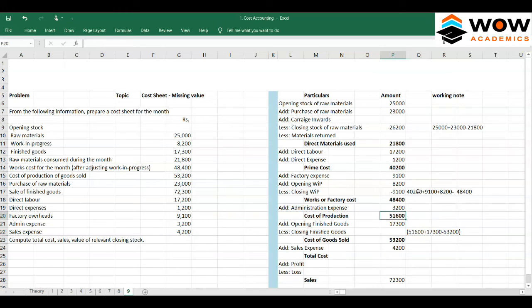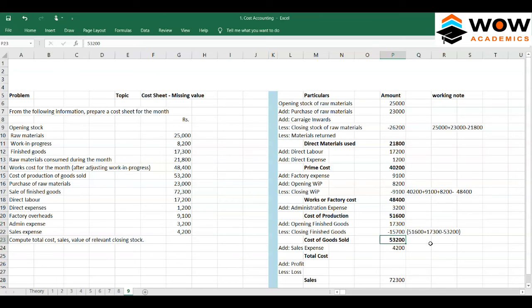Why? Because when you add cost of production plus opening, it comes to 68,900, but there is a reduction, and that reduction we don't know how much. So for finding out that reduction, we are finding out this. It comes to 15,700, but this number is usually a minus number. So if you add all these together, you get the cost of goods sold.